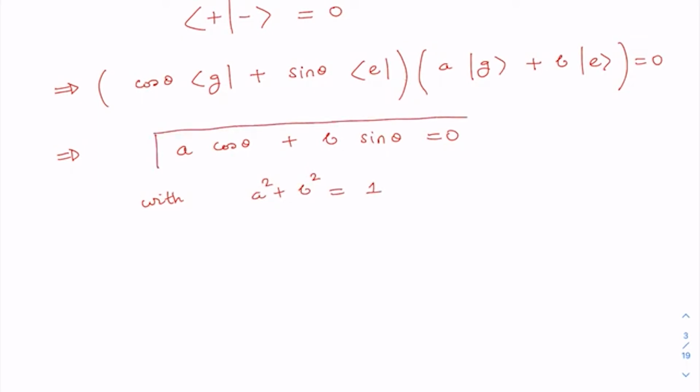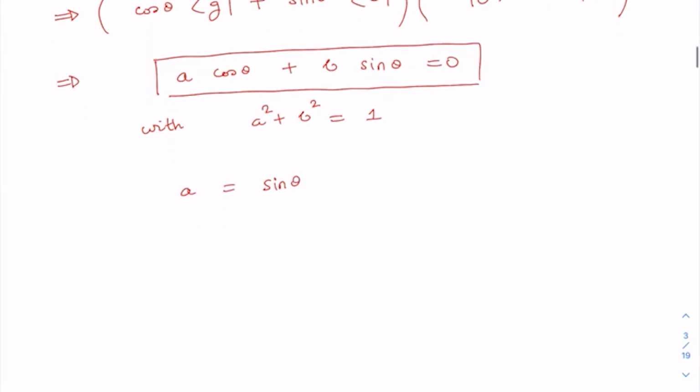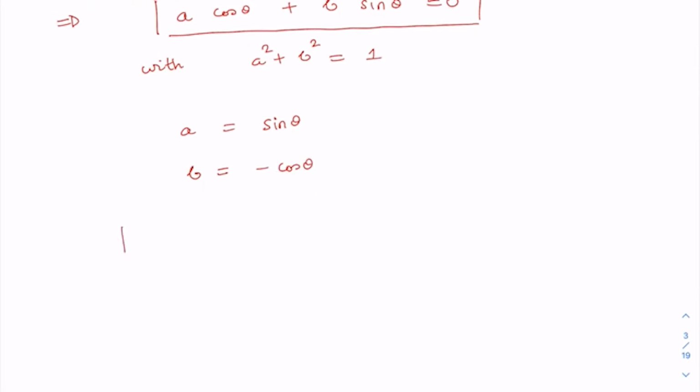Now from this equation we can take a equal to sin θ. Then to satisfy that equation we must have b equal to minus cos θ. Therefore we have the state |−⟩ equal to sin θ|g⟩ minus cos θ|e⟩.